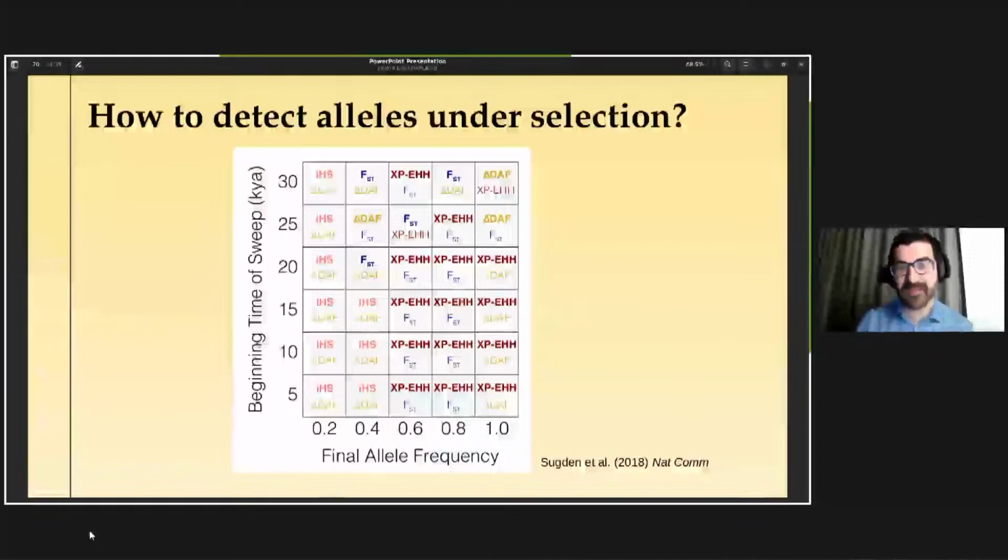This is, for example, just to illustrate how, if we have the same kind of sweep, which is just a hard sweep, but with different beginning times of the sweep, and this was studied with human populations, so you would have to divide this by 30 or 25 to get the number of generations. So that would be 1,000 generations ago. If you take different allele frequencies, so weaker or stronger selection, but just the same kind of sweep, at different times and different frequencies, different statistics are going to provide a different answer, and they're going to be more suitable to study this sweep, which is very interesting.